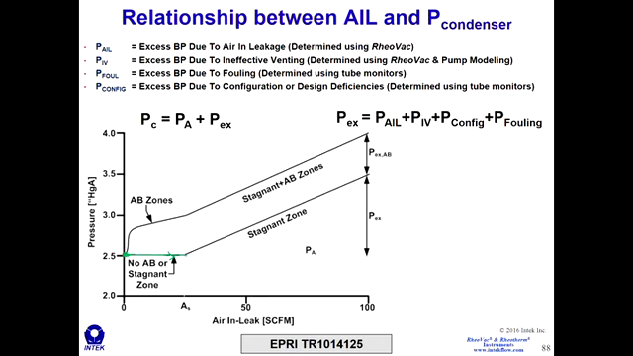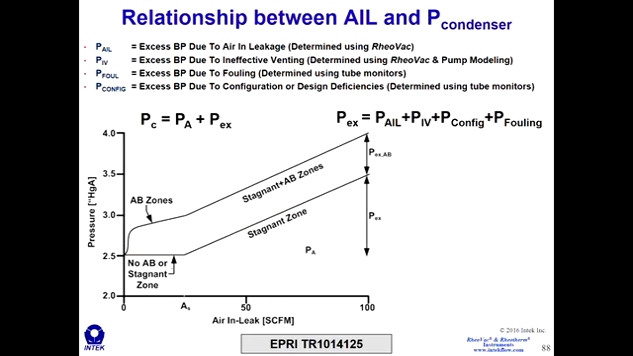And then there reaches a point right here, this knee, where the stagnant zone expands into the bundle, and now tubes outside of the air removal section are being blanketed and heat transfer is impeded. And so above this point, as air and leakage increases, the condenser pressure increases. And so this curve that I've been highlighting is the stagnant zone response to air and leakage.